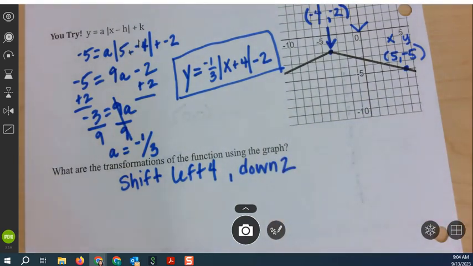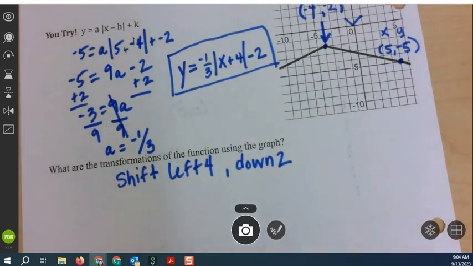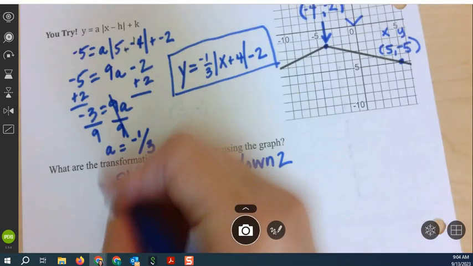What is it called that flips it upside down? Reflection. Stretch. All right. So we're going to get to the stretch versus compression in just a second, but let's first write the vertical reflection. That just comes from the negative sign, vertical reflection.